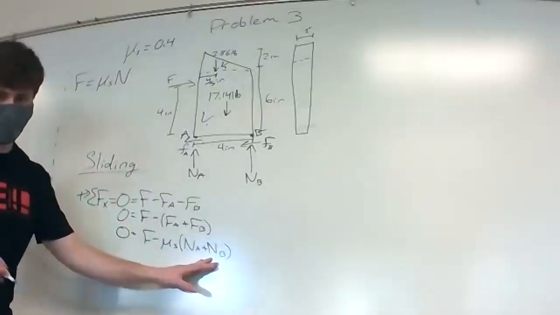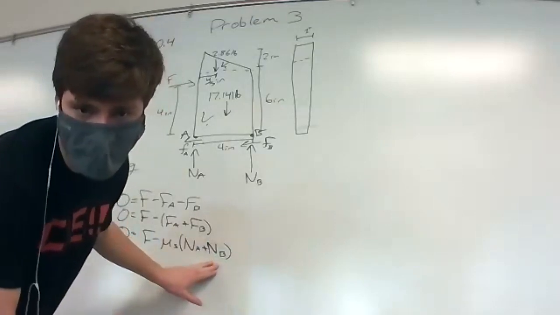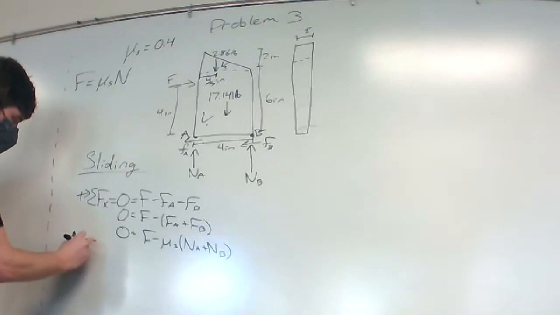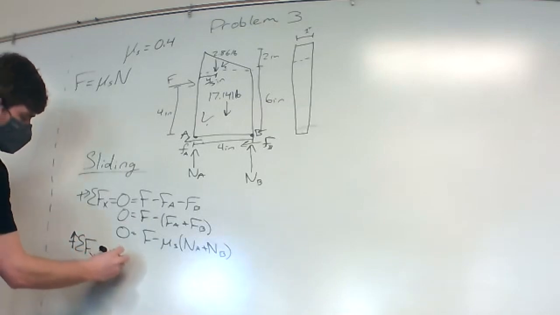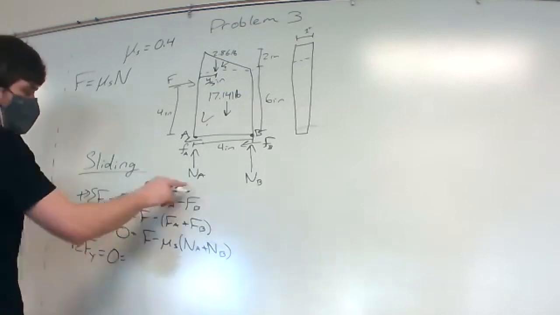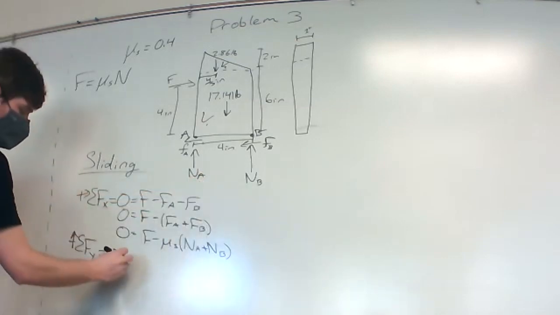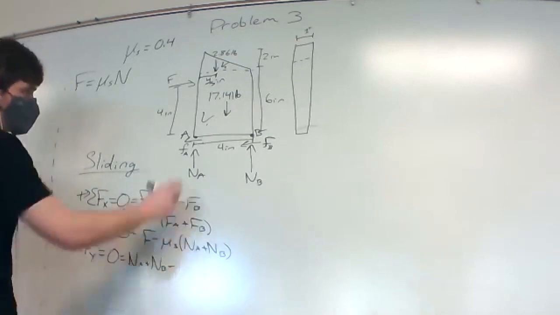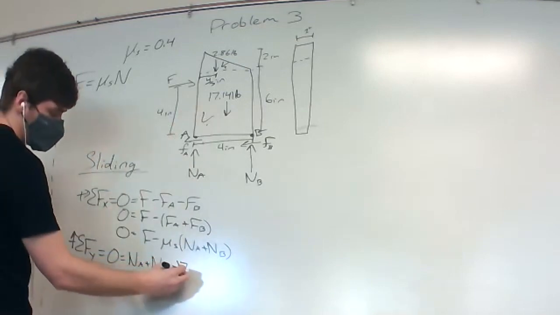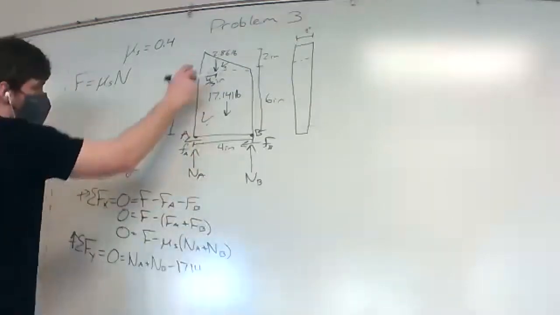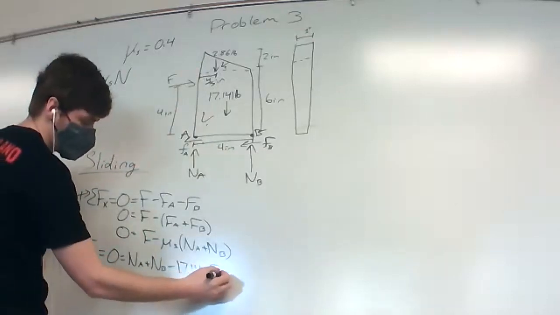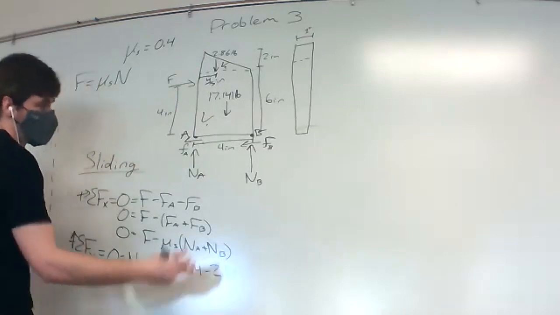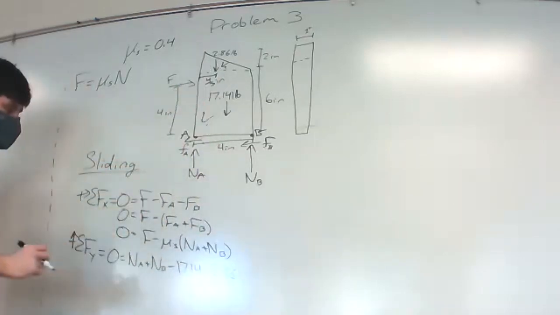And now that we have this equation, we can say the sum of forces in the y direction equal to 0 is going to be equal to plus NA plus NB minus 17.14 and 2.86. That's actually just our original minus 20 that we had in the beginning. But for later in the problem, it's relevant that they're splitting up.